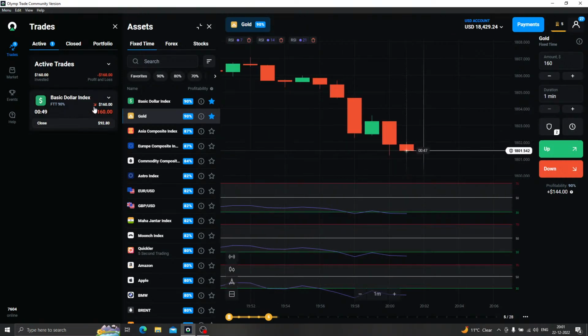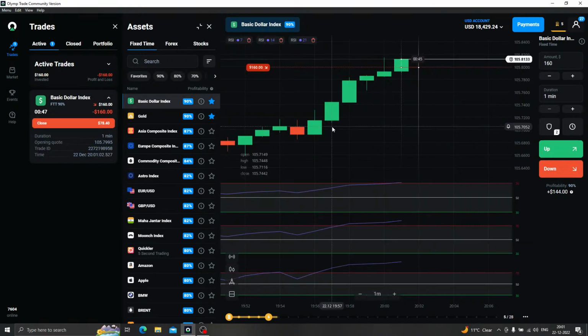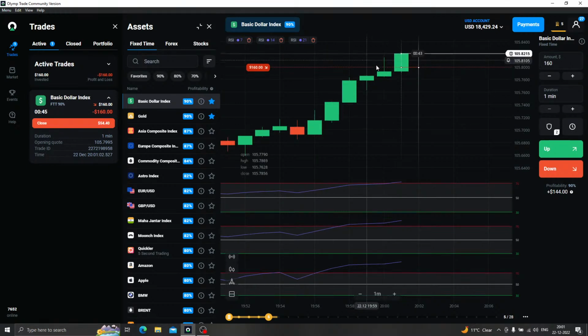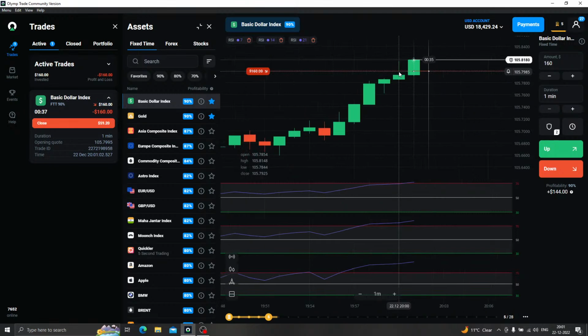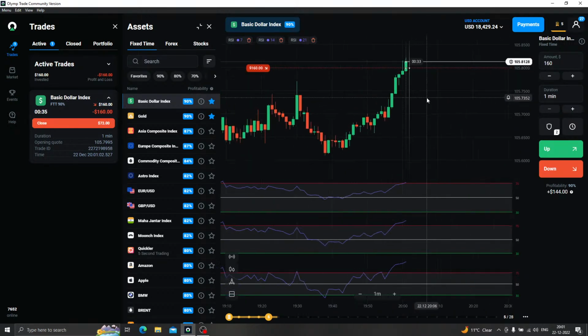So again, we are trying in the basic dollar index one more entry on the downside because we saw some rejection here in this candle. Also, this candle started as a red candle. So the price action here suggested a downside trade, but still we can see that the price is in the upward momentum.